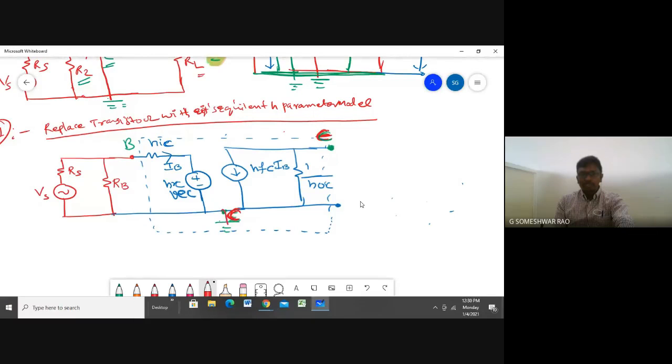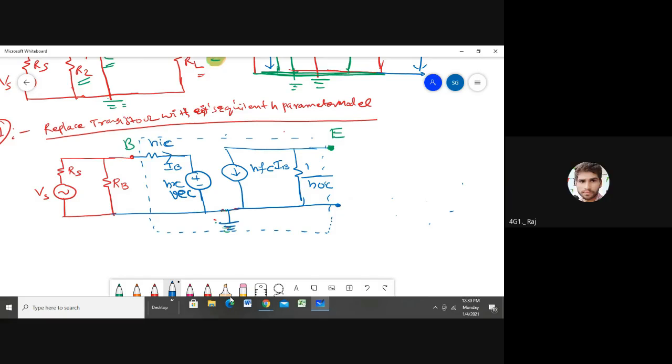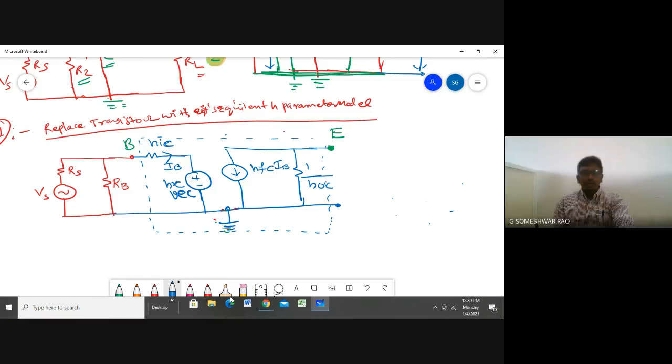Are you with me, sir? I'm sorry, I wrongly designated it here, so let me erase it. This one is nothing but the emitter, and this one you can say is the collector. Everyone is following? Good. Now this is the collector terminal.